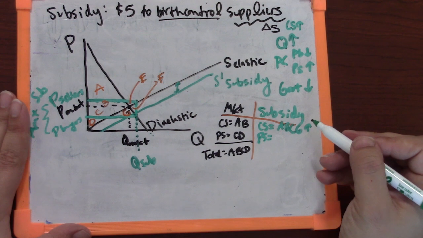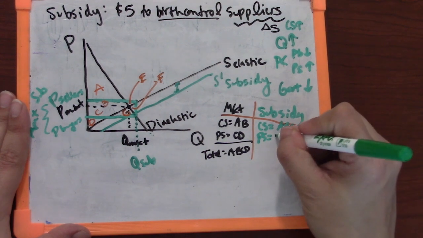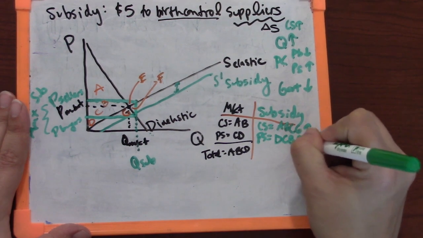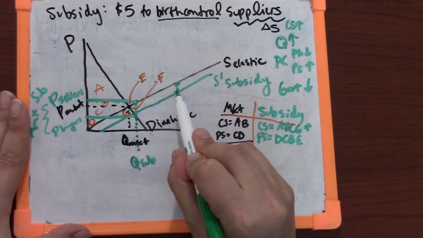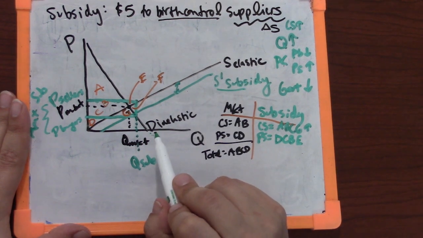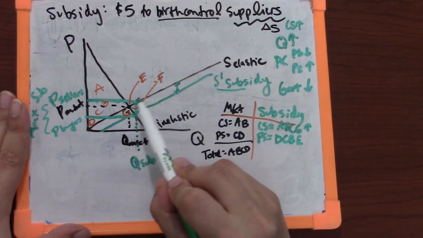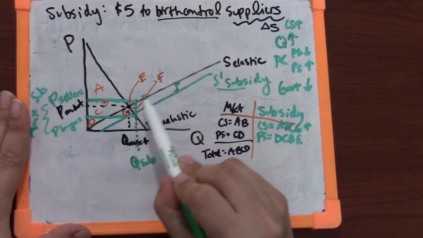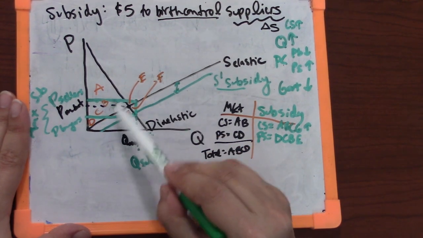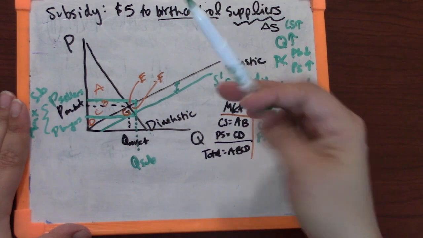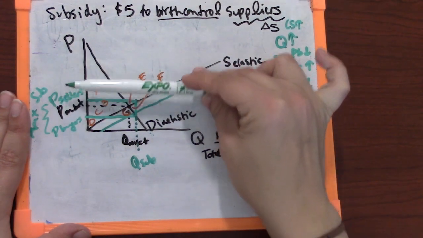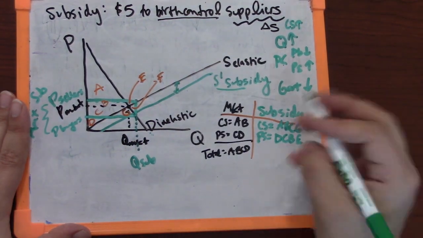Producers get D, C, B, and E. We don't pay any attention to this government manipulated supply curve. We pay attention to their true cost given to us by the black supply curve, and now their price went up to this price of sellers. So it expanded from C and D to include also B and E.